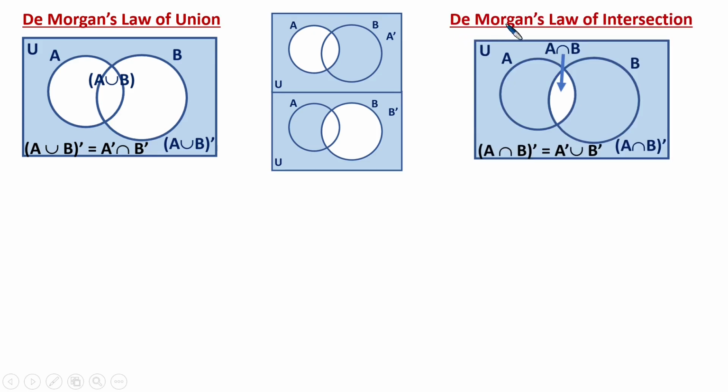As I said, similarly De Morgan's law of intersection, that is, if you take the complement of A intersection B. So this is A intersection B. The complement means this will become 0 here, and the rest of the thing will become blue. So this region is the complement of A intersection B. This is all blue region. So how do you show this? Again, similarly use this diagram. So this is obvious. This A intersection B complement is this blue region.